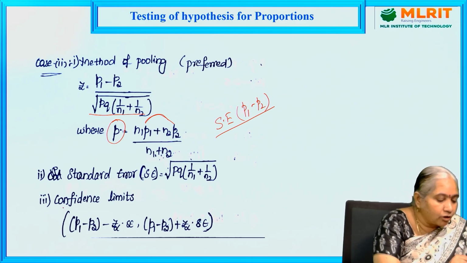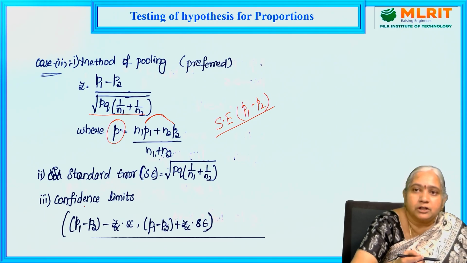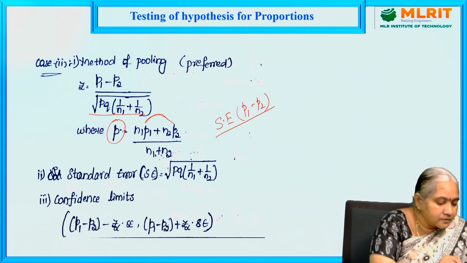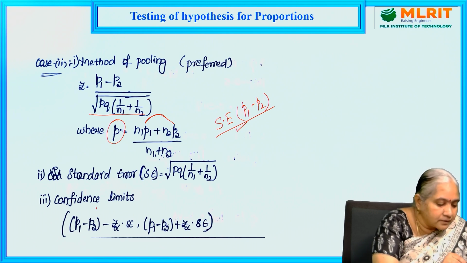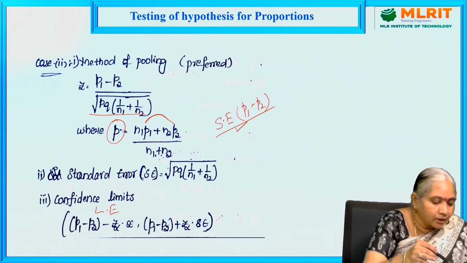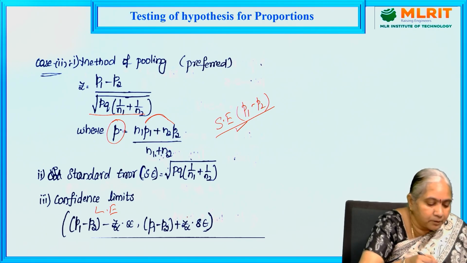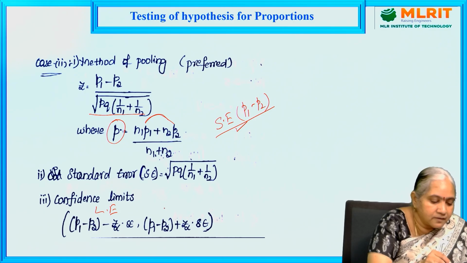And this is the confidence interval: in which interval does the population proportion lie? The lower limit is p1 minus p2 minus Z alpha into standard error, and the upper limit is p1 minus p2 plus Z alpha into standard error.